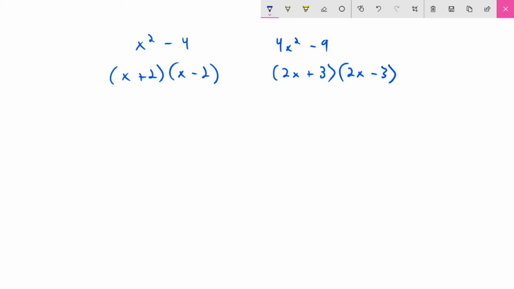What do you notice about the answers here, the factored form? We can see that the numbers are the exact same, but the only difference is the sign. We have a positive and a negative. Over here it's the same thing, positive and negative. Now what do we notice about the two starting equations, x squared minus 4 and 4x squared minus 9?